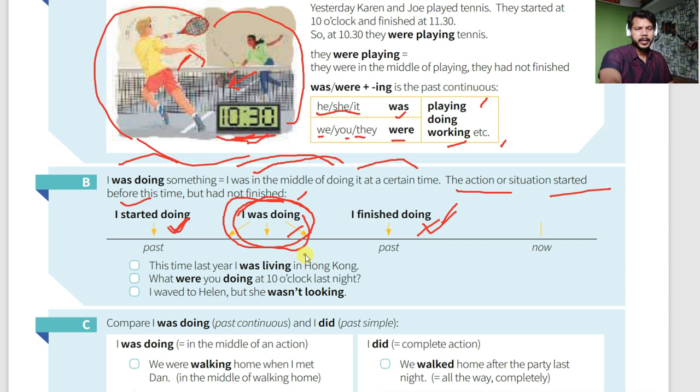This time last year, I was living in Hong Kong. It means you just want to talk about last year, whatever was going on. Okay, your living activity was going on. What were you doing at 10 o'clock last night?